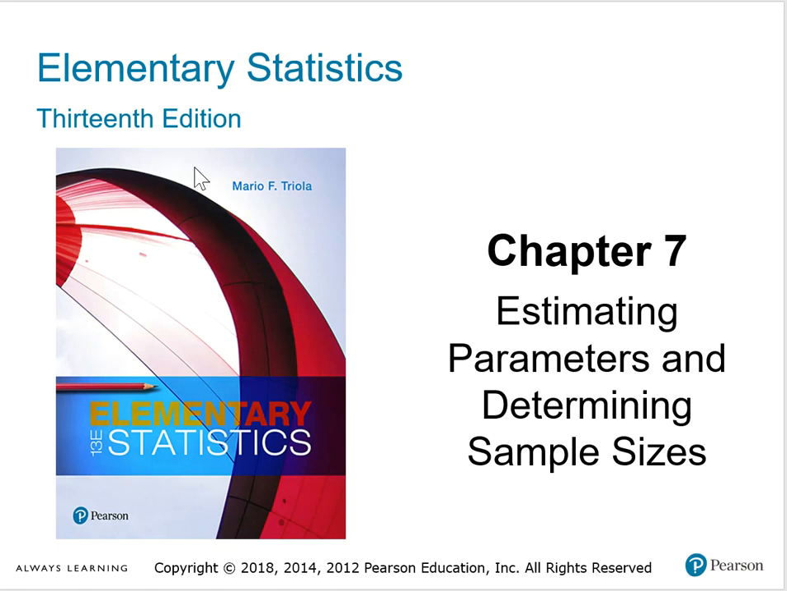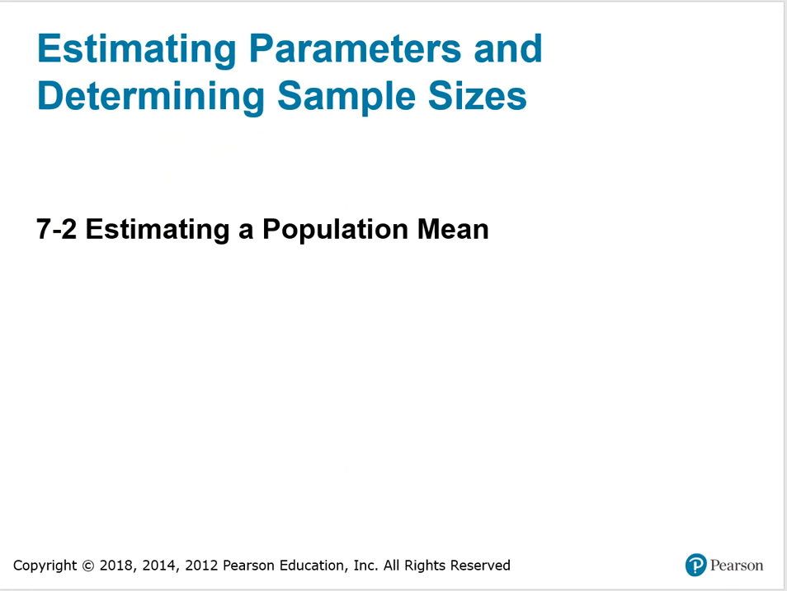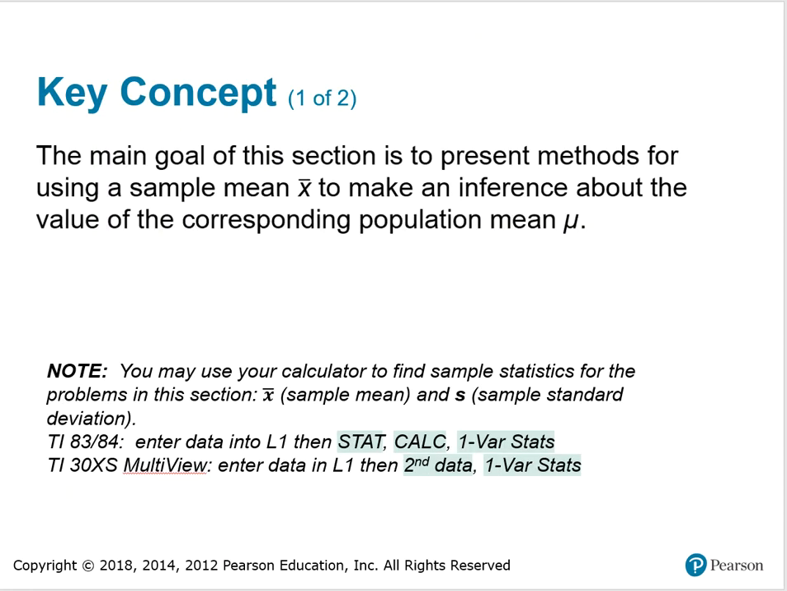Estimating parameters and determining sample size. Section 7.2 will be estimating a population mean. The main goal of the section is to present methods for using a sample mean x bar to make an inference about the value of the corresponding population mean mu.